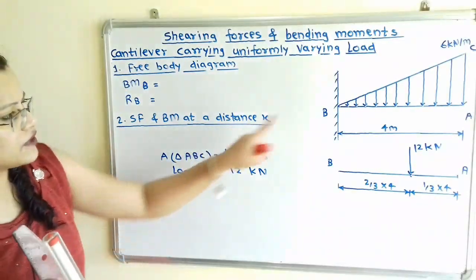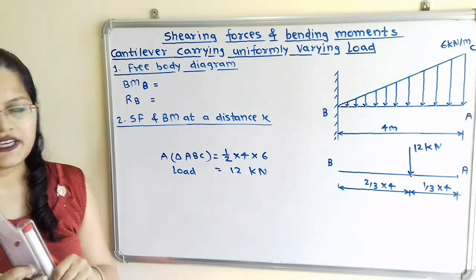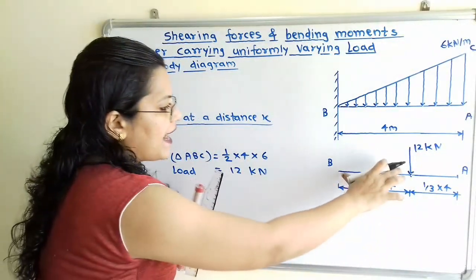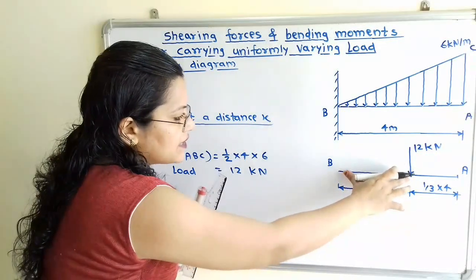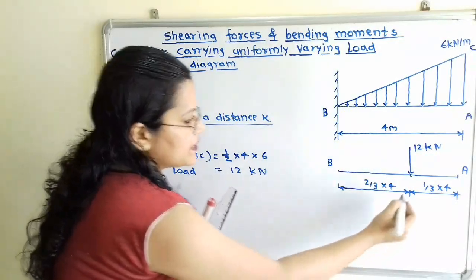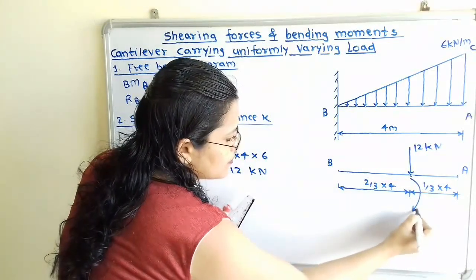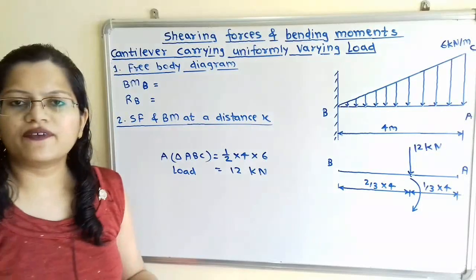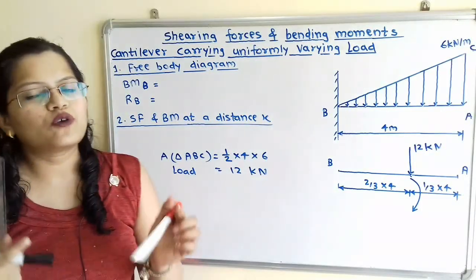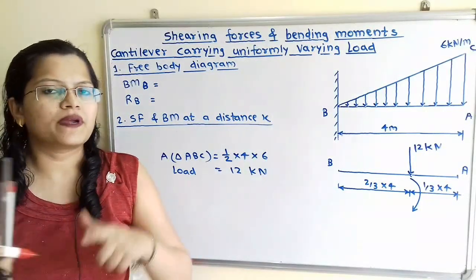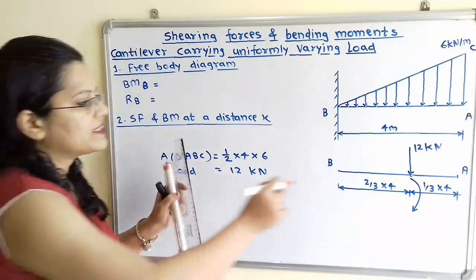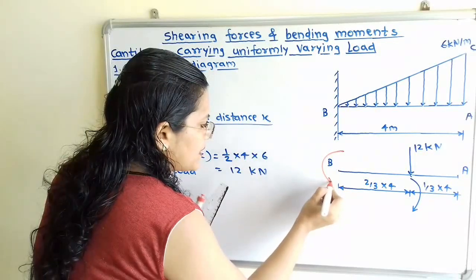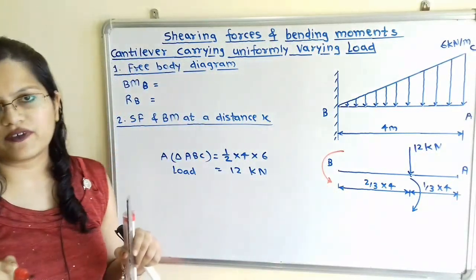Now if we observe, this end B is the fixed end and this load is acting at this point. So it will try to bend this cantilever about this point B in this direction, which is the clockwise direction. To prevent this bending at the fixed end B, we have to apply a bending moment in the opposite direction. So the bending moment at this point B, we have to apply in the anti-clockwise direction.